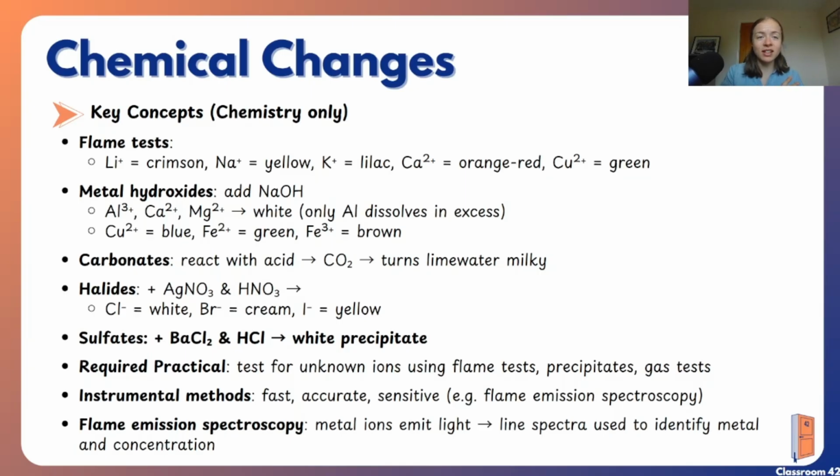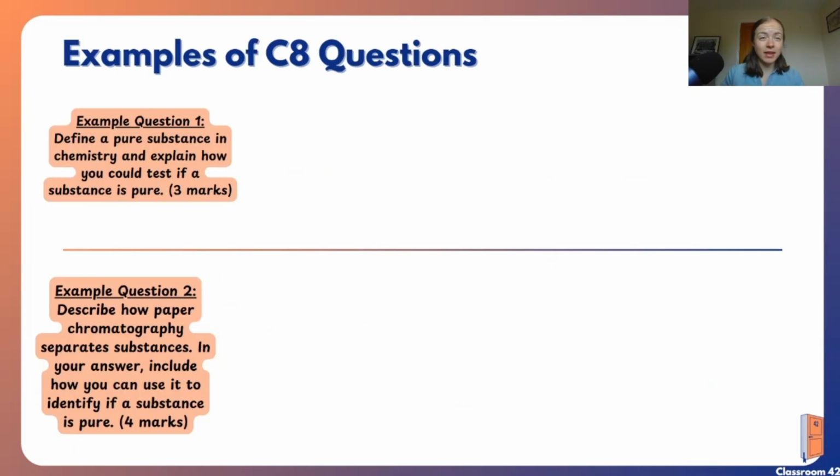So going back to our scientific principles, that's where you could be asked about explaining why the flame emission spectroscopy is more reliable, and also other benefits to it as well. But obviously it's much more expensive than our qualitative ones we've done in class, so everything comes with its advantages and disadvantages. So let's go through some example questions.